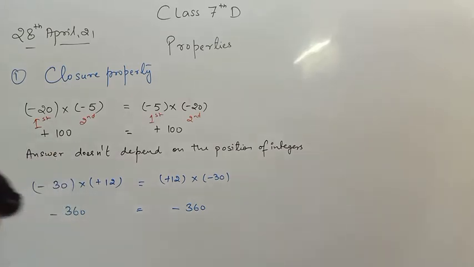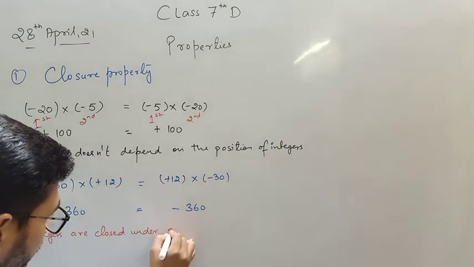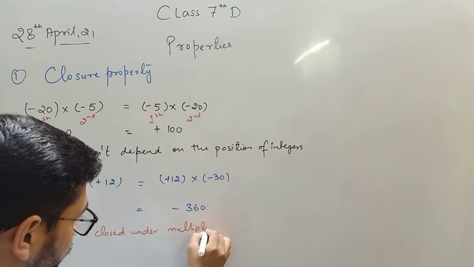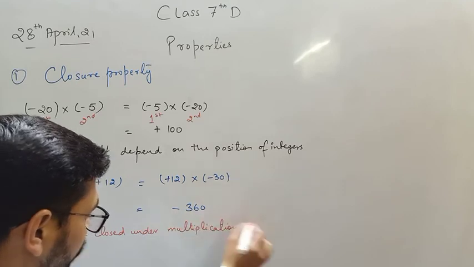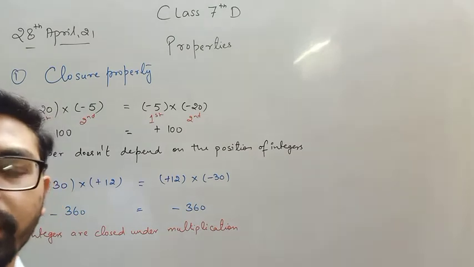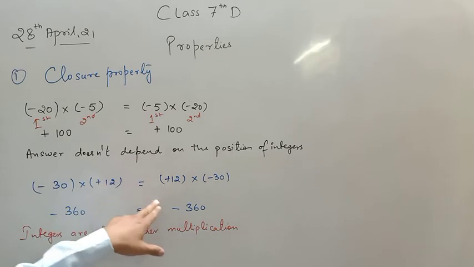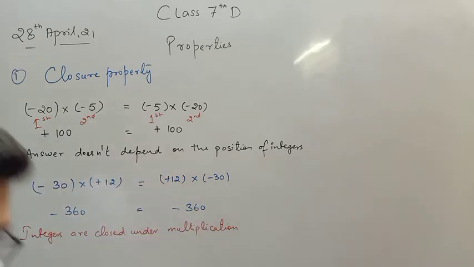So in the last, the conclusion you can draw from here is integers are closed under multiplication. Or you can simply write that multiplication of integers follows closure property. कि जो integers का multiplication है वो closure property को follow करता है, right? And the reason behind it is the position of integers. The result doesn't depend on the positions of integers, right? Please note it down fast.